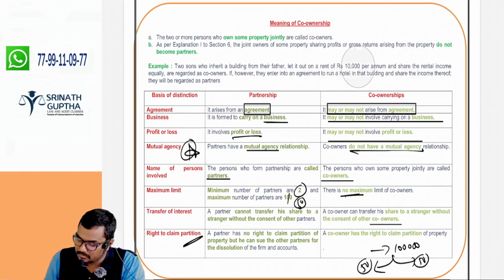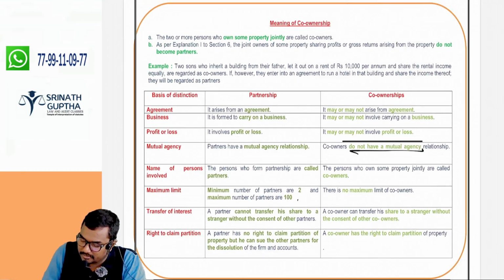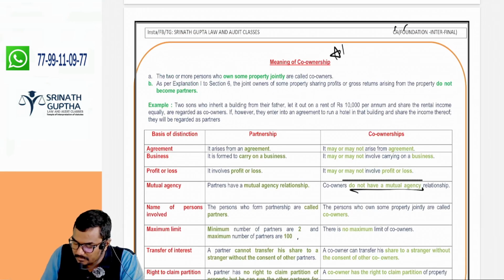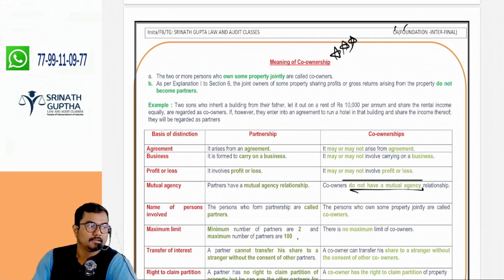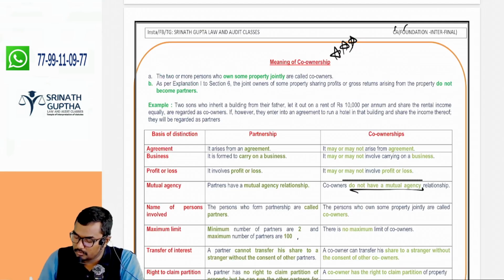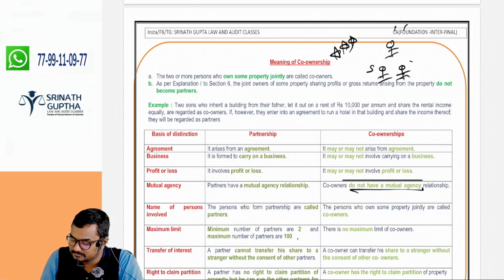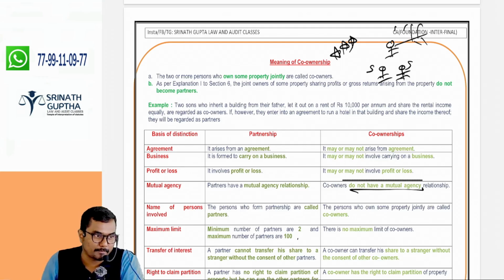Next one is co-ownership. So Gopal is there. Gopal is having two sons, Satish and Satya. Both the sons are curiously waiting for Papa's death. One fine day Gopal dies. After the death of Gopal, the building in Gopal's name went to his sons. They become the joint owners.